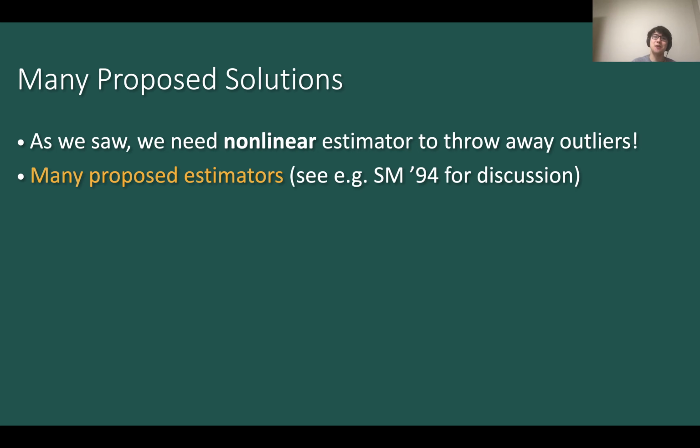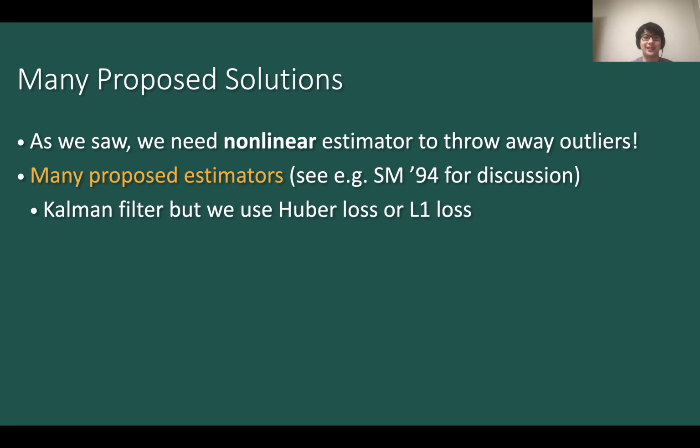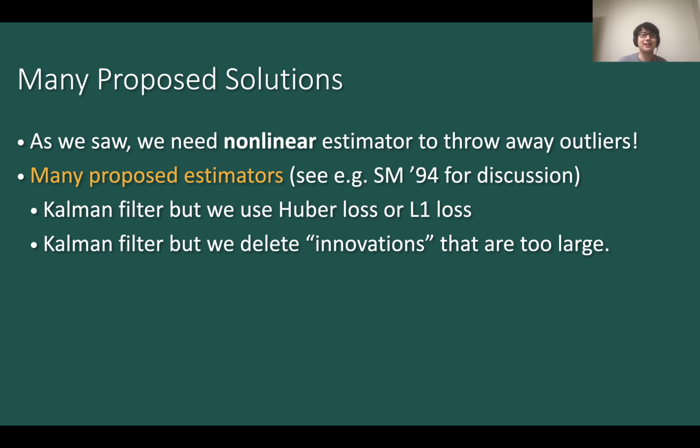And let me just tell you about a few of the ways that people in practice can try to fix the undesirable behavior of the Kalman filter. One, which if you're familiar with robust statistics might be the one that you would try, is you can rederive the Kalman filter, but instead of using the squared loss everywhere, replace it with Huber loss or L1 loss, which are classical and more robust losses than the squared loss. Okay, so that's certainly one option.